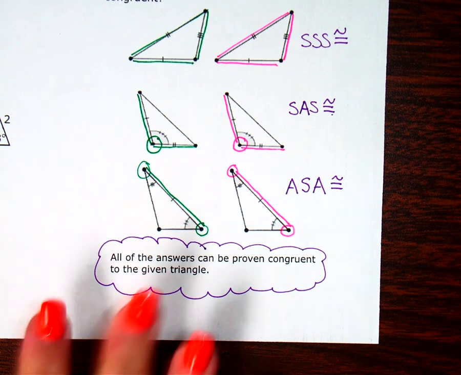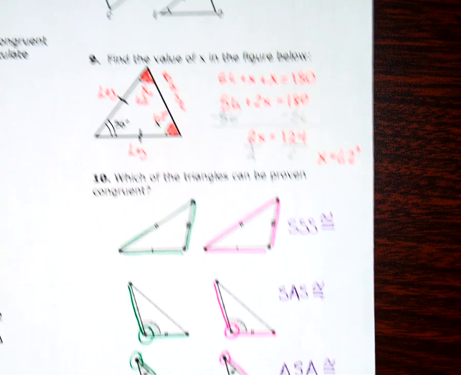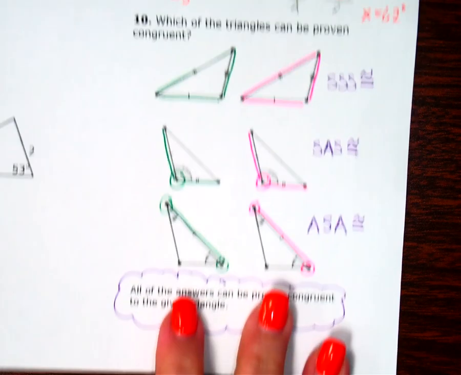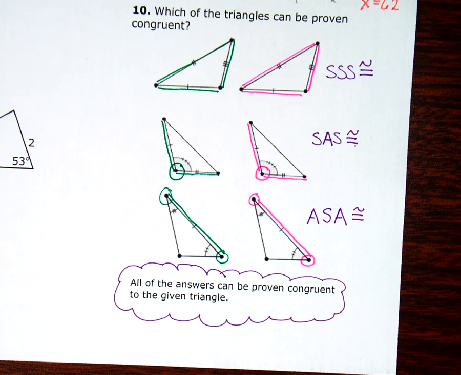Okay? Hopefully this has helped you with your isosceles triangles, finding angles, and then also using your postulates: side, side, side; side, angle, side; angle, side, angle. Don't forget there's also angle, angle, side, and hypotenuse leg.